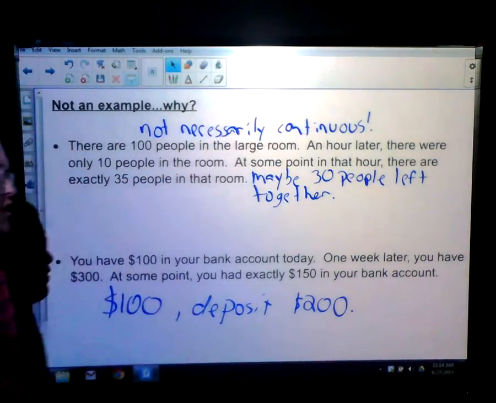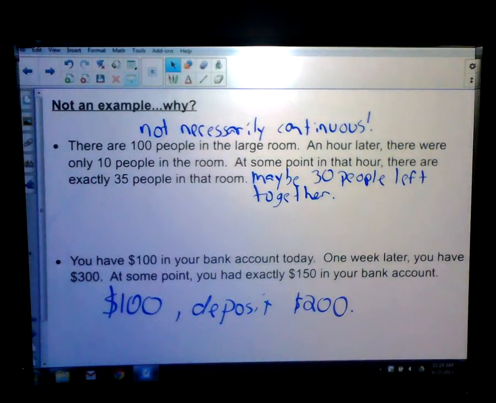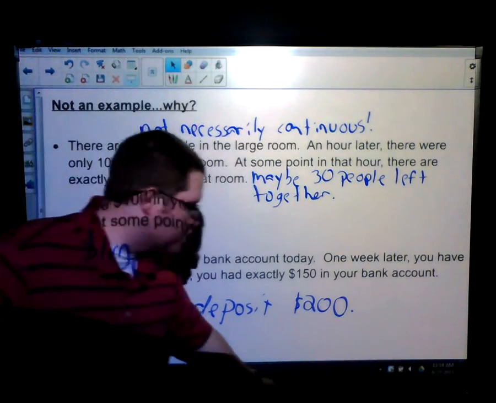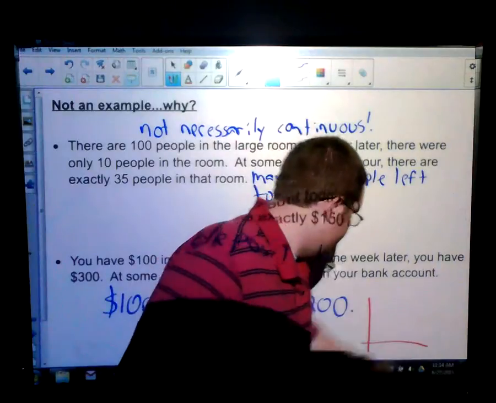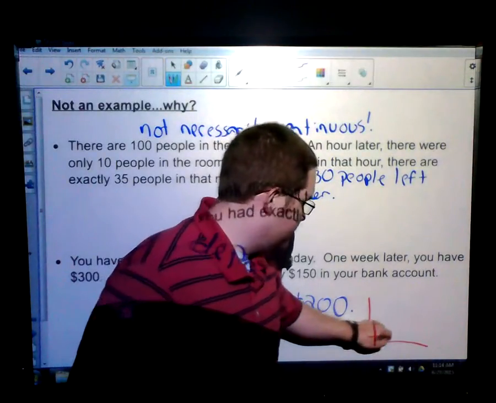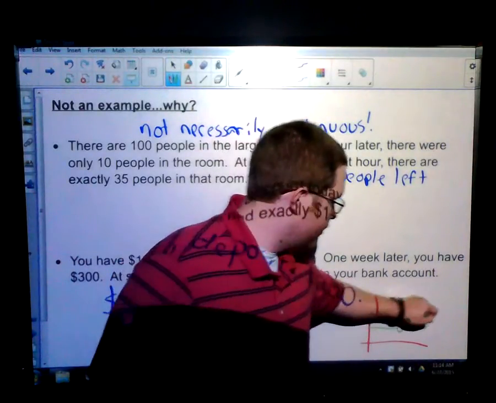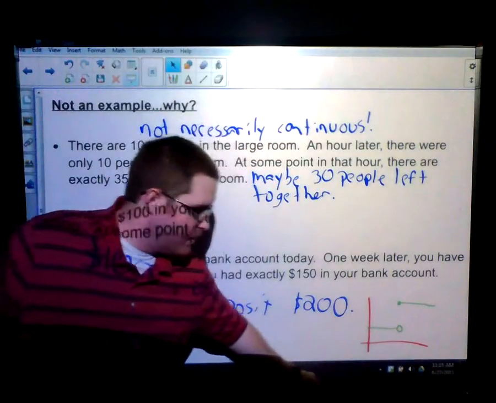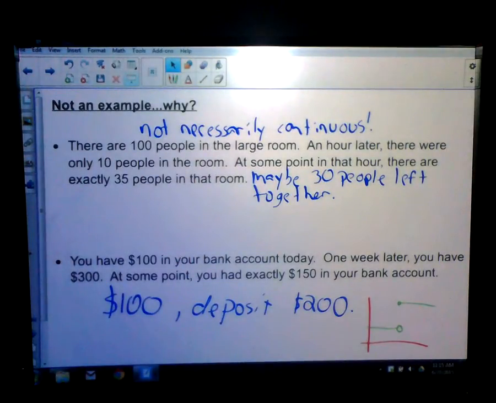At no point in time did your bank account have $150 in it. It had $100, and then it had $300. This is not a continuous function. This function would look like this. It would be at 100, and then it would jump up here to 300. It's not continuous, so the intermediate value theorem does not have to apply.